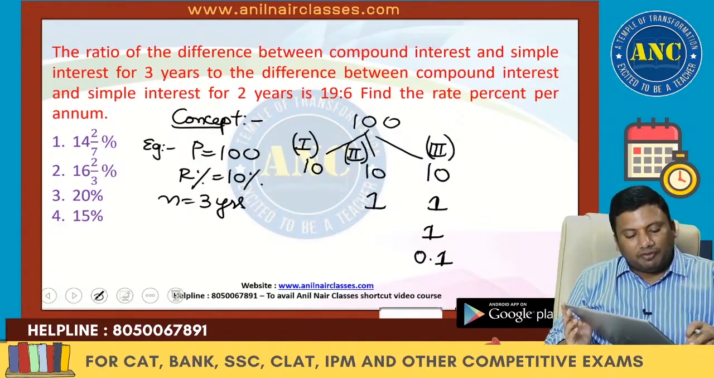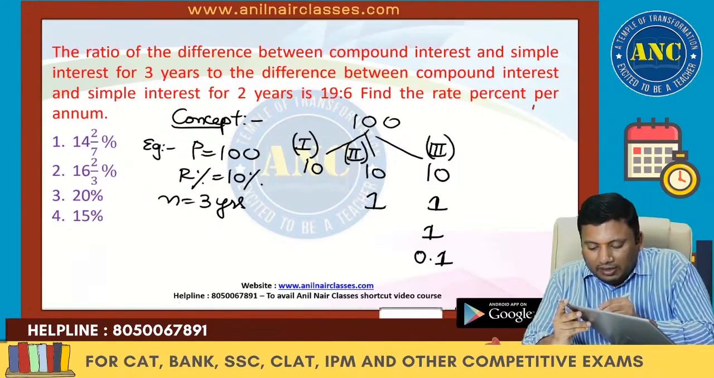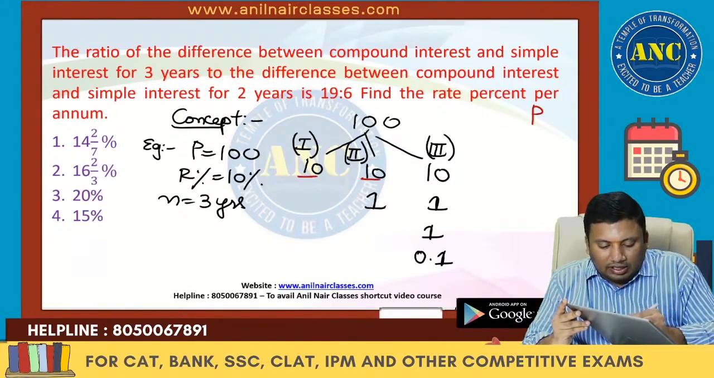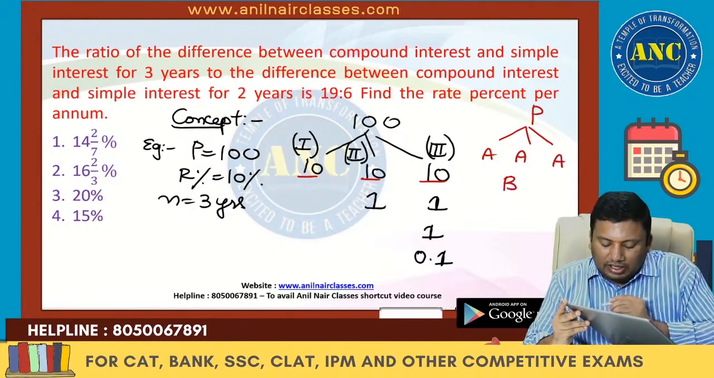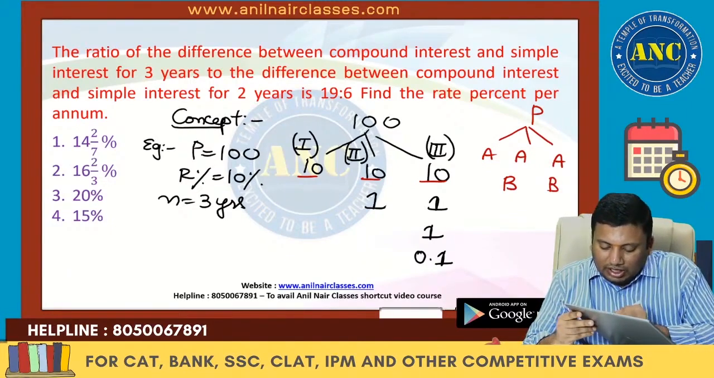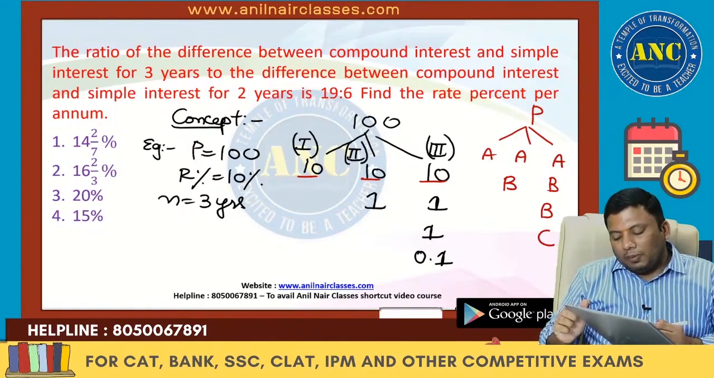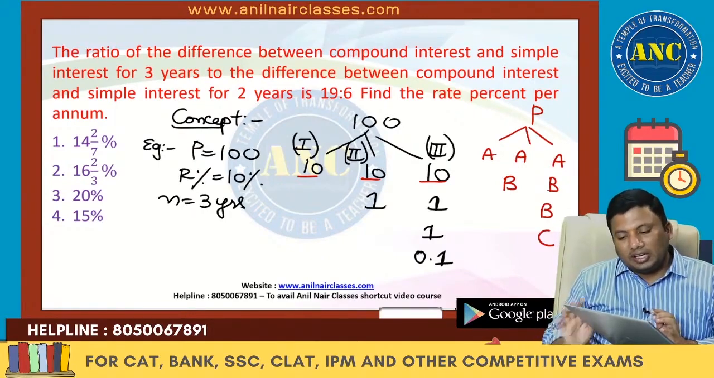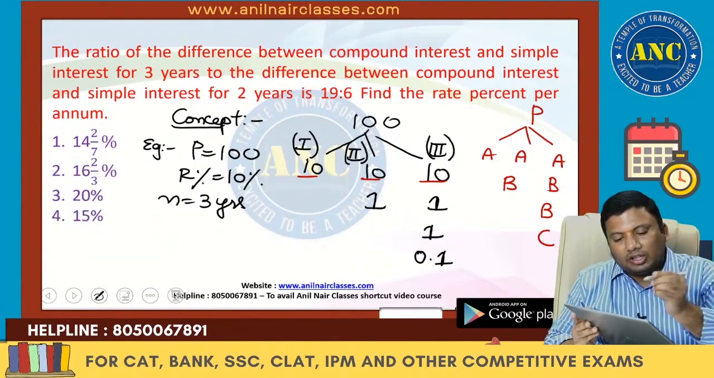Now, listen carefully. If I take P as 100, these values 10, 10, 10, the SI will be the same for every year. Interest on interest is B, and it is R percentage of B. I hope it is clear. Now, one by one we have to see. Let us read the question.